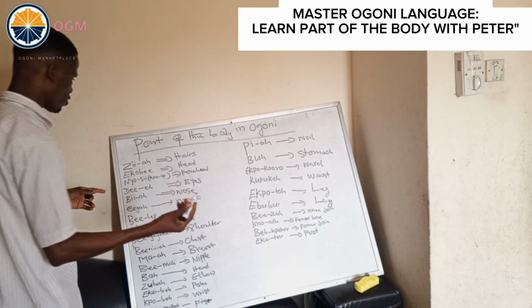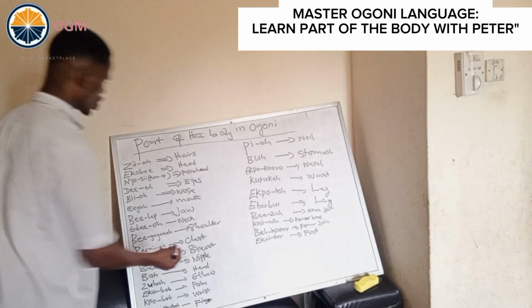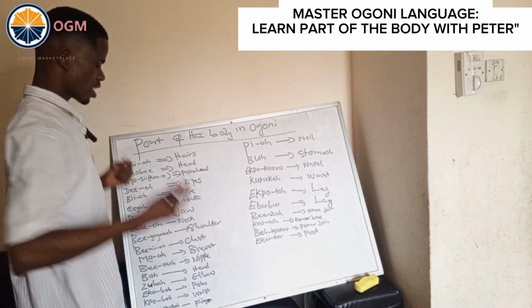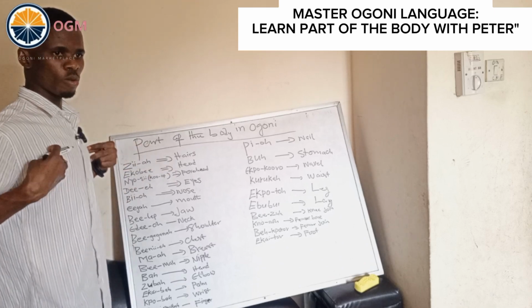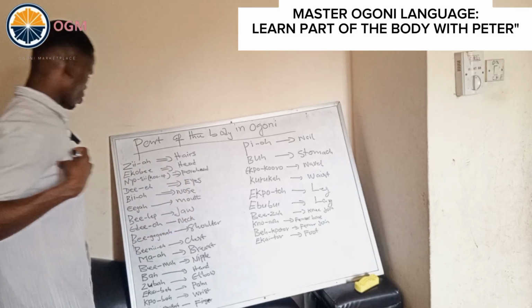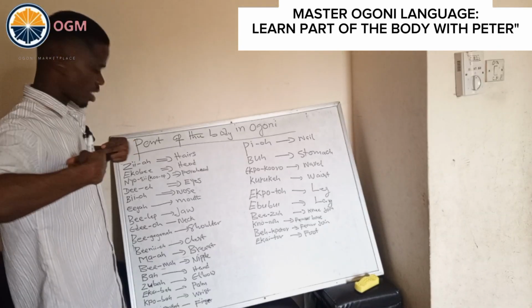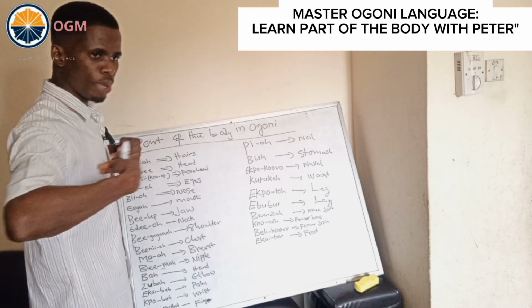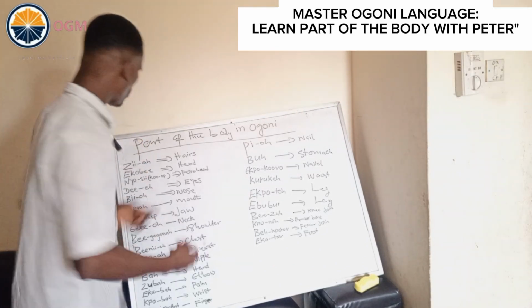Then we have Ma, which is breast. Then here we have Bema, which is nipple. Bema is called nipple.